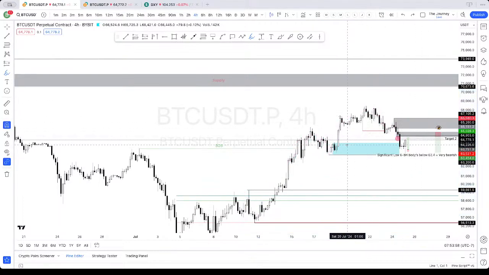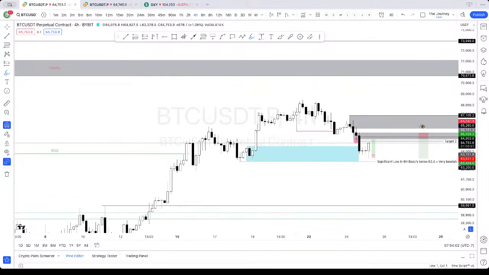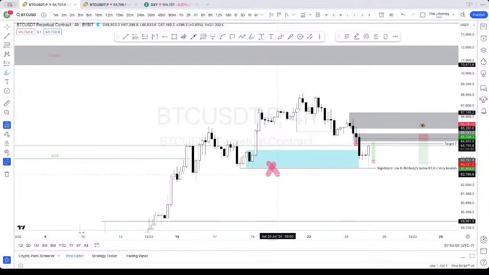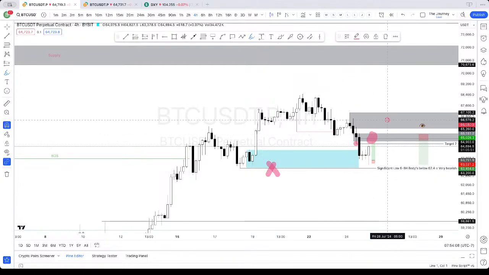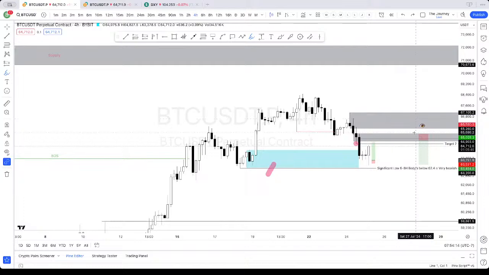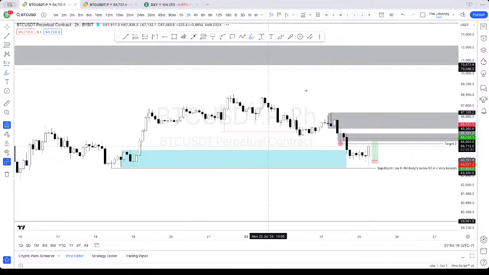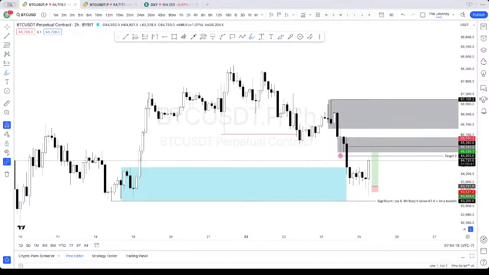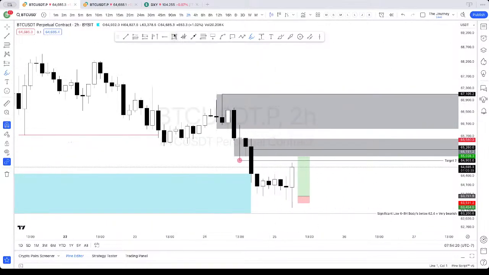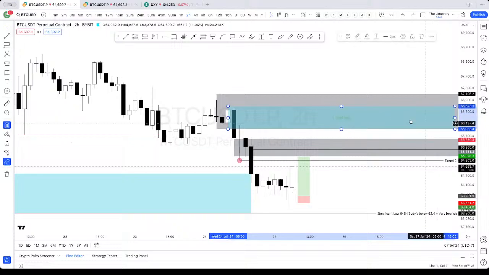Externally, everything is fine. But if that were to change, and we were to break the external structure, well, then these are the two areas that I'm looking to do that in. And I know that that's a pretty big zone. So let's work on refining that. Let's maybe do a little refinery work. We're going to start by taking it down to this 2 hour candle.